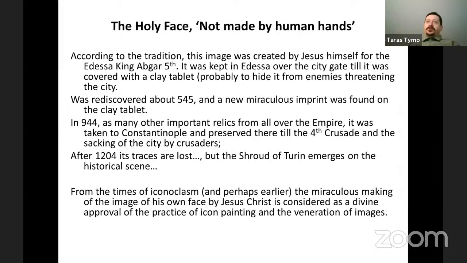the Shroud of Turin emerges on the historical scene, of which no one ever heard before. We have no documentary textual evidence from Byzantine or early Christian documents speaking of a shroud of Jesus. If it existed, it would be one of the most important relics, and of course there would be texts mentioning it.